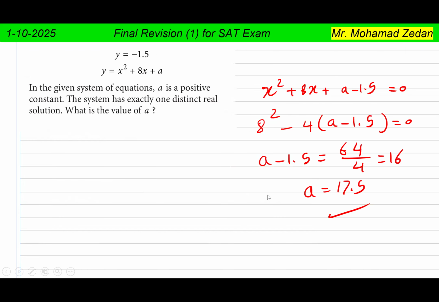A student says it's 14.5. Tell me why 14.5. Yes, I moved it wrongly. You are correct, very good. So a plus 1.5 is equal to 16, so a is 14.5. Thank you so much, Muhammad. This is the value of a that makes the two equations intersect in one point only.